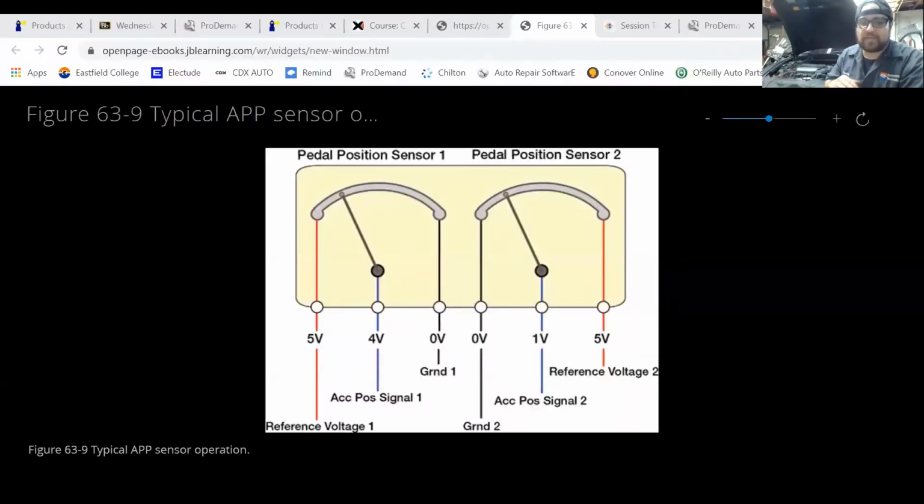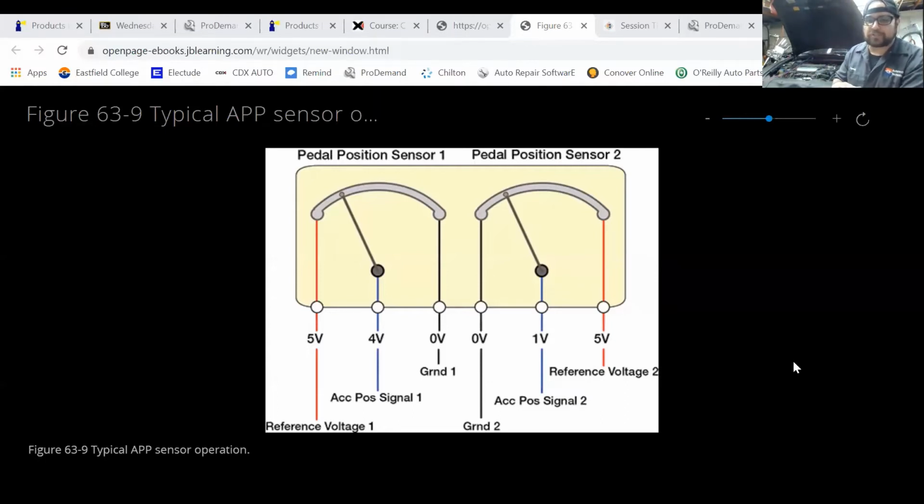So you're going to have your variable resistor strip, and the wiper is going to provide power and ground. Like I said, the wiper is going to go across the variable resistor, and then voltage is going back to the PCM, and that's how it's going to be able to tell where in the throttle you are. And there's going to be two of them built in. That way there is a checksum on that.